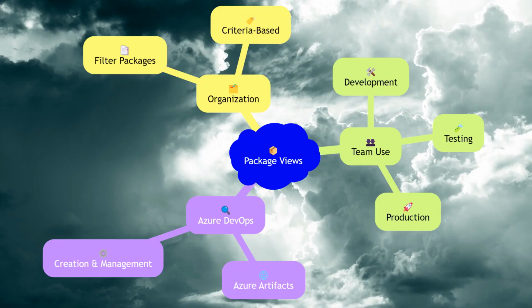Package views provide a way to organize and filter packages within a feed. By creating views, teams can categorize packages based on criteria such as stability, environment, or project. For example, a team might create separate views for development, testing, and production packages. This allows teams to easily find and use the appropriate packages for their specific needs. In Azure DevOps, package views can be created and managed through the Azure Artifacts interface.